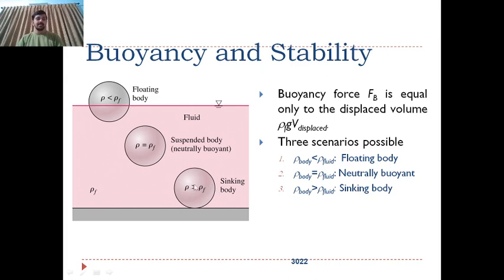The last case, when the density of the body is greater than the density of the fluid, what will happen? It will sink to the bottom of the vessel containing the fluid. Right? So these are the three cases, three scenarios possible by the relative magnitudes of the densities of the body and the fluid. So we can have three different conditions: floating body, neutrally buoyant, and sinking body.